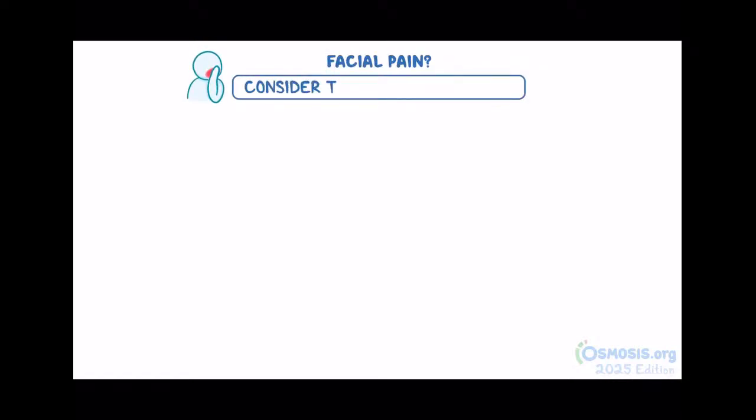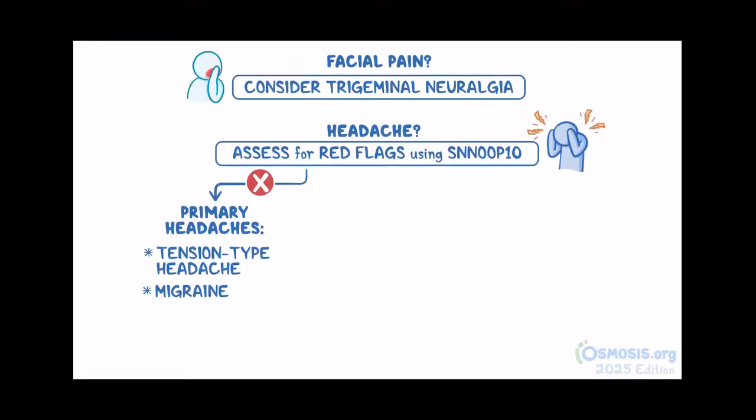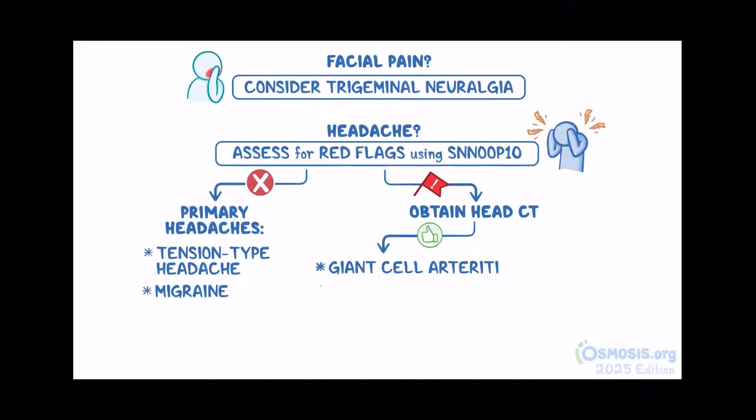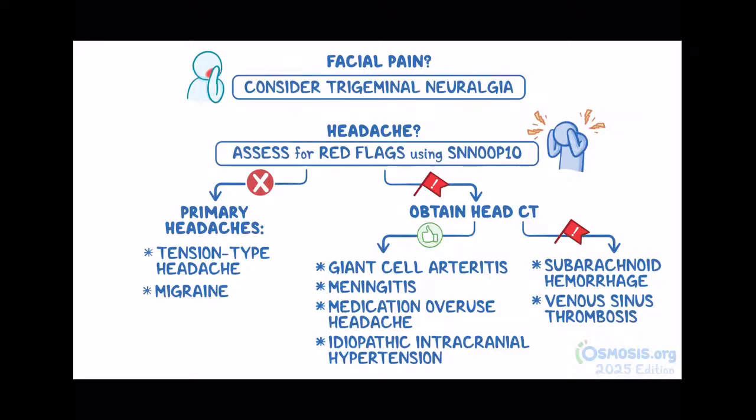Alright, as a quick recap, if the patient presents with facial pain, consider trigeminal neuralgia. However, if the patient presents with a headache, assess for red flags using the Snoop 10 criteria. If absent, think of primary headaches like tension-type headache and migraine. On the other hand, if red flags are present, obtain a head CT. If the head CT is normal, consider giant cell arteritis, meningitis, medication overuse headache, and idiopathic intracranial hypertension. However, if the head CT is abnormal, think subarachnoid hemorrhage or venous sinus thrombosis.